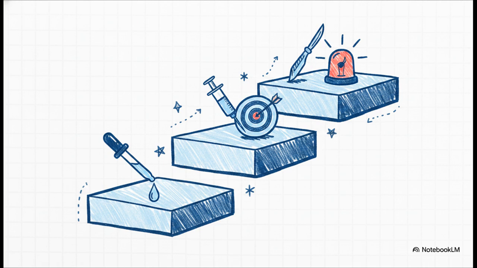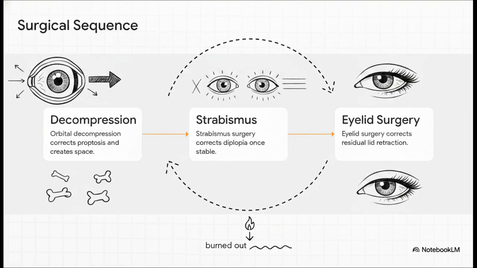Finally, if we hit an emergency like that compressive optic neuropathy we discussed, we need urgent high-dose IV steroids, and if that doesn't work fast, surgical orbital decompression. Now, once the disease has finally burned out and entered its stable, inactive phase, we have to fix the residual structural damage. And this requires a strict, fixed surgical sequence. You literally cannot mix these up.